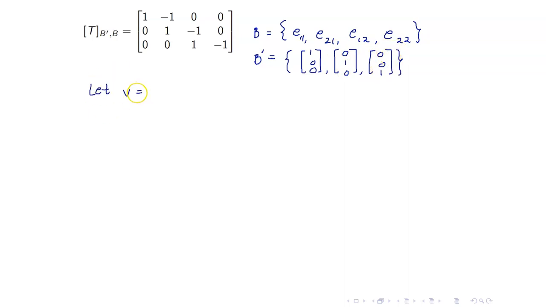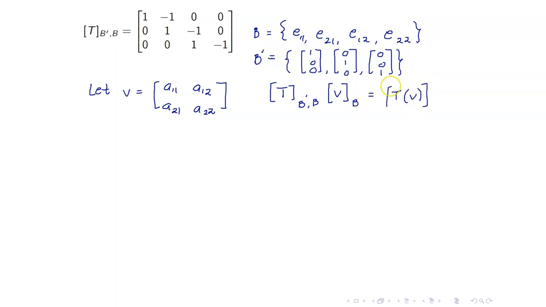Let's take V, V is in M22. We have to compute T of V. Using again this fact, the matrix representation of T from B to B prime, when you multiply it to the coordinate vector of V with respect to B, you get the coordinate vector of T of V with respect to B prime. Let us substitute. This matrix here is this matrix.